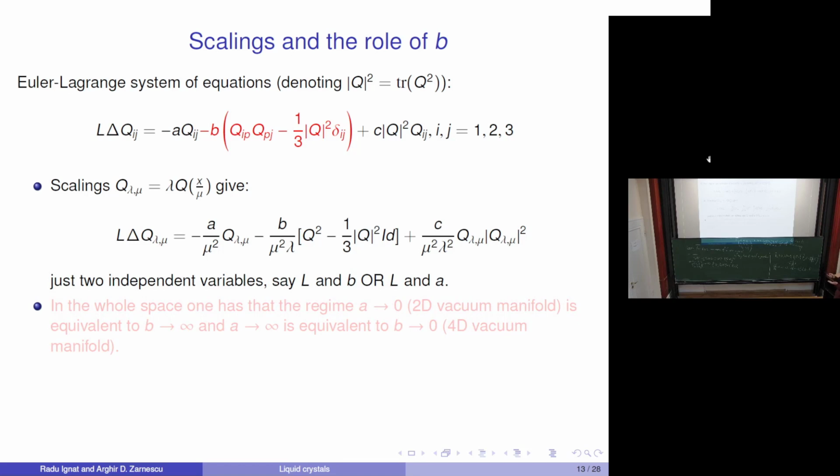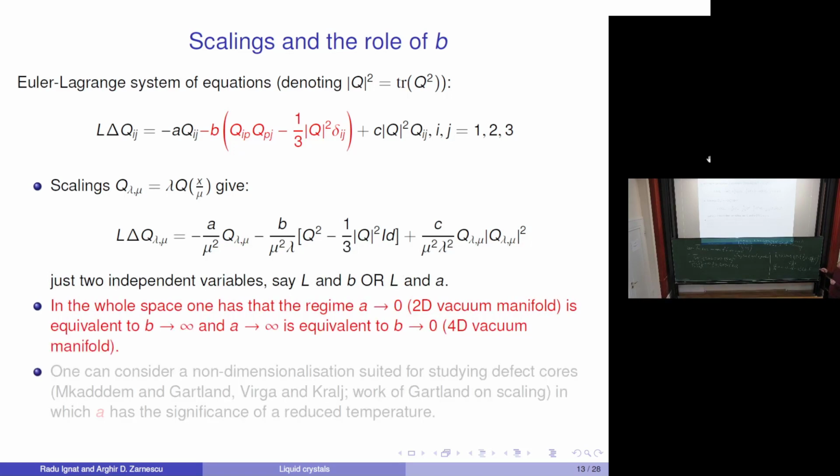So at the end of the day, you just have two independent variables, say lambda, and you can choose another independent variable, b or a. Yeah. And this works only if you are in the whole space, because then you don't have any obstruction to using periodic notation. And then you have this physical regime when a approaches 0, which is the 2D vacuum manifold.